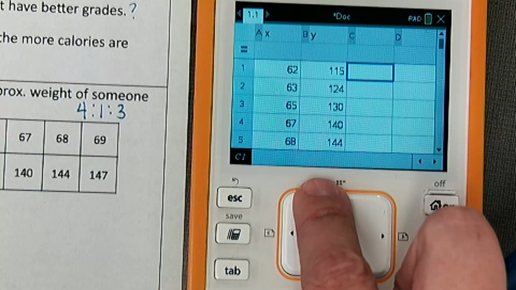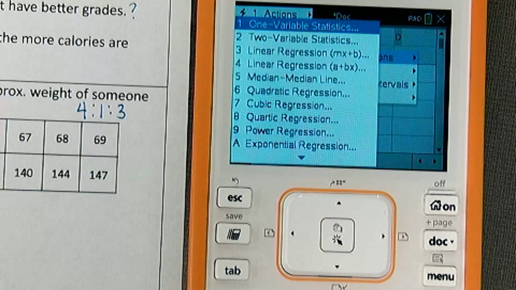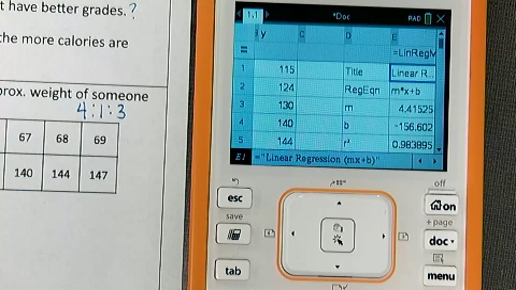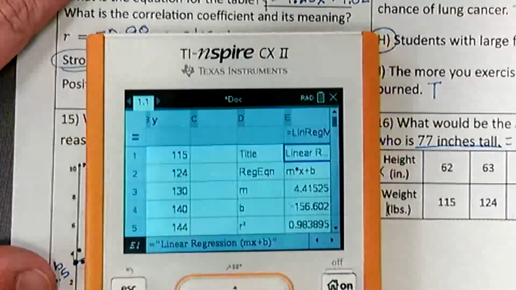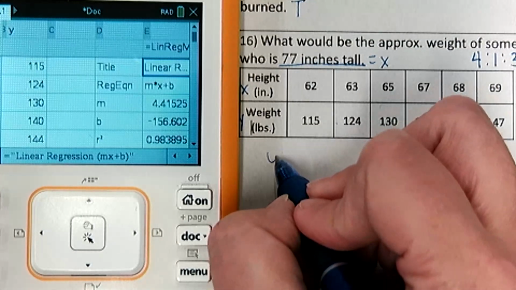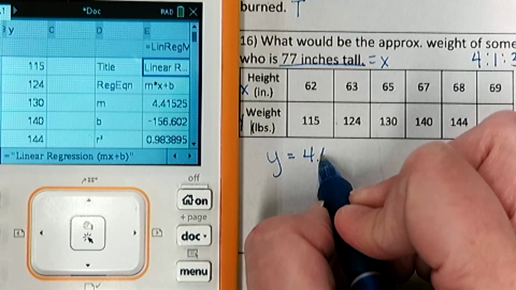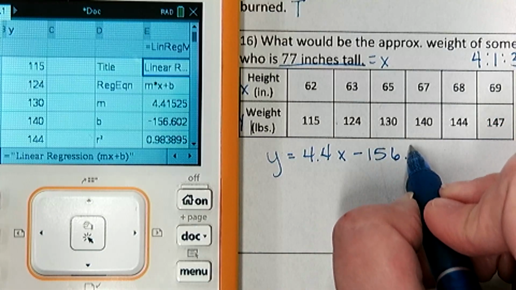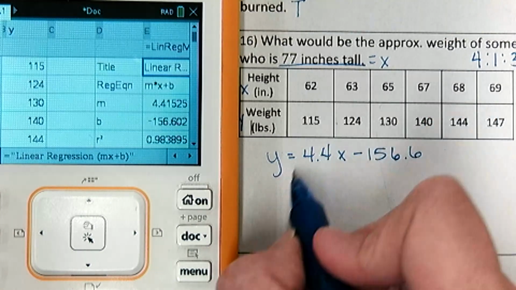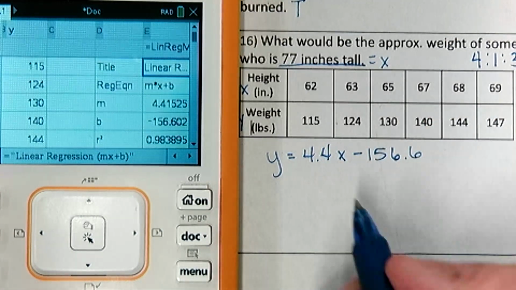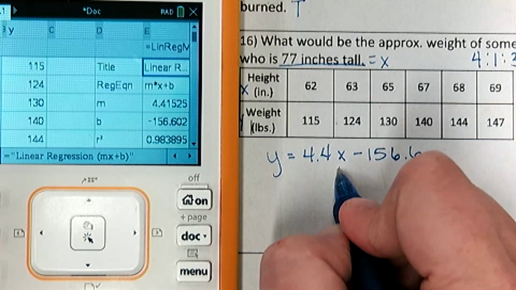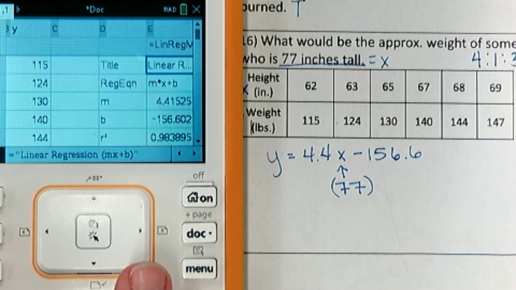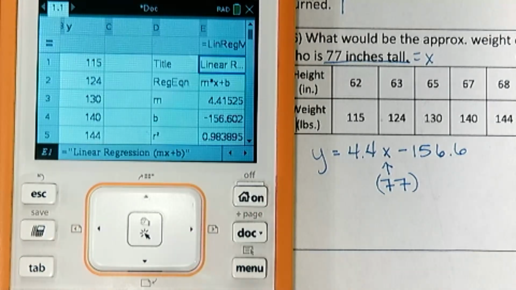And again, we're just doing menu 413. So I can see my equation. So y equals, you can call it 4.4x minus 156.6. Now, if they're telling us that x is 77, then I'm going to put my 77 where the x is. And I can just use my calculator to figure that out.